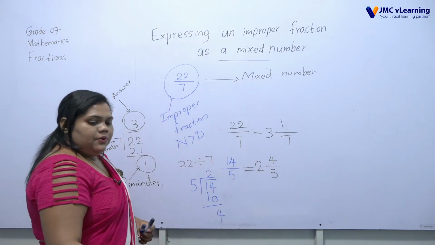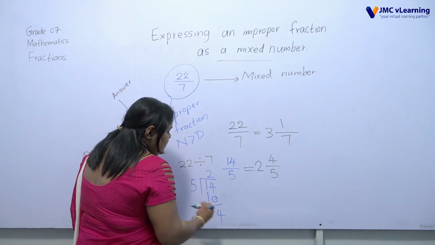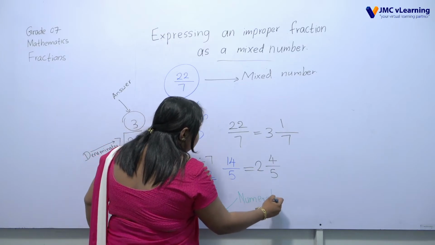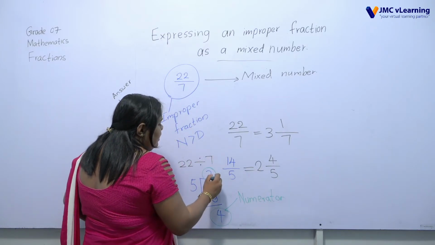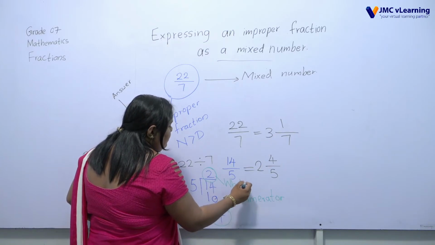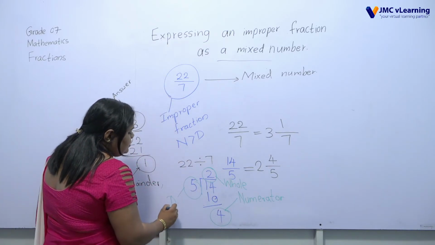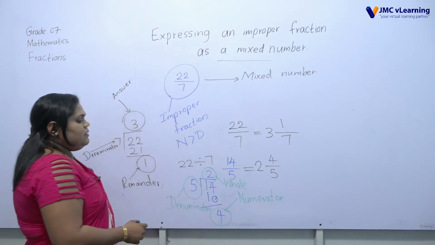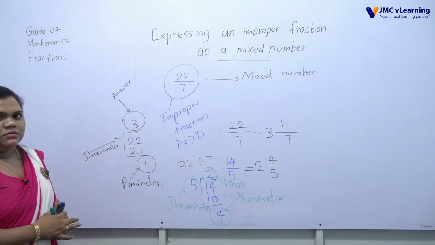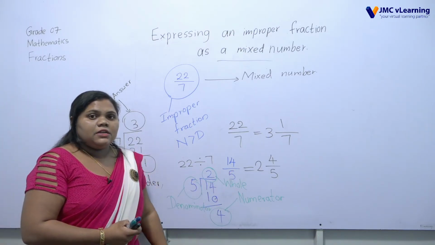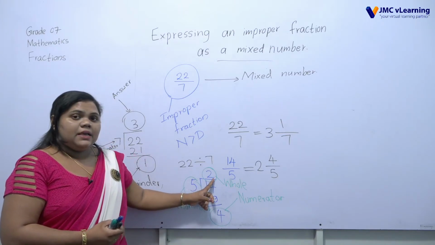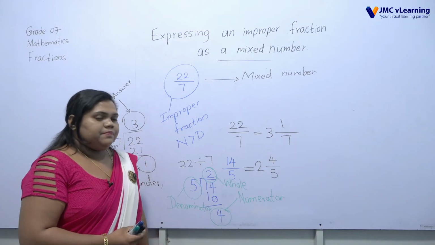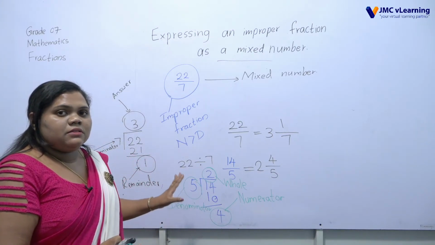Are you clear, children? This remainder we take as the numerator. This answer we take as the whole number. We cannot change the denominator. The denominator is the same in both fractions. The answer we take as the whole number and the remainder we take as the numerator. I think you are very clear about this lesson.